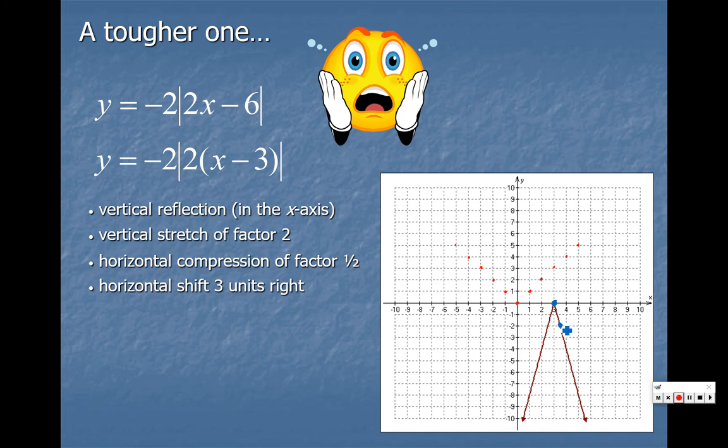One more point, carefully, slowly, carefully. I'm going to take this point right here. I'm going to vertically reflect it. So instead of it being 2, it vertically reflects down to -2. Vertical stretch factor 2, that means I double the y values, down to -4. Horizontal compression factor 1/2, I halve the x values, and then move it 3 units to the right. 1, 2, 3, and I get this point right here.